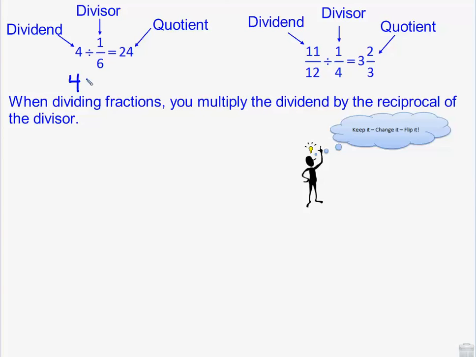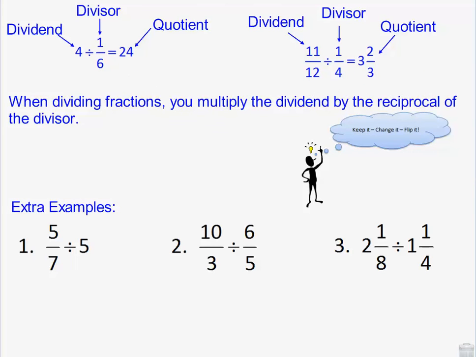So 4 times 6/1 is the same as 4 divided by 1/6. If I multiply those together, I'll get 24. For 11/12 divided by 1/4, if I keep 11/12, change it to multiplying, and then flip that to 4/1, I can now multiply my numerators to get 44, and multiply my denominators to get 12, and since both are divisible by 4, I can reduce that down to 11/3. Notice in these problems, I got the exact same answer I did when I drew them out.